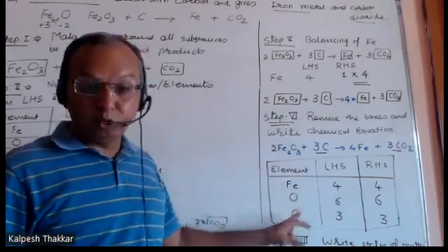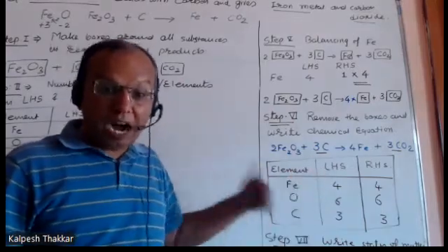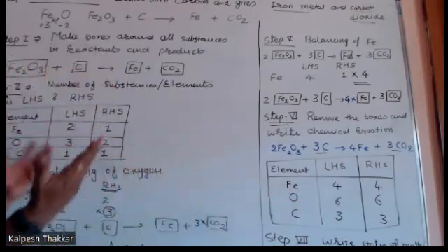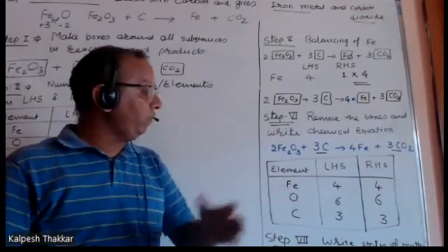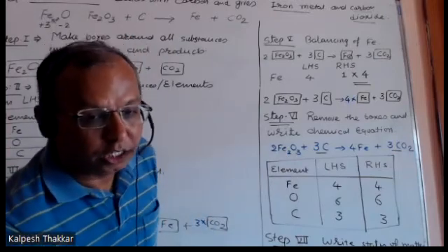And finally, we have to cross-check the number of elements on both sides. After that, you can see before and after the boxes are changed. Okay, friends. And finally, the state of matter is to be written. Okay, friends. I think you got it.